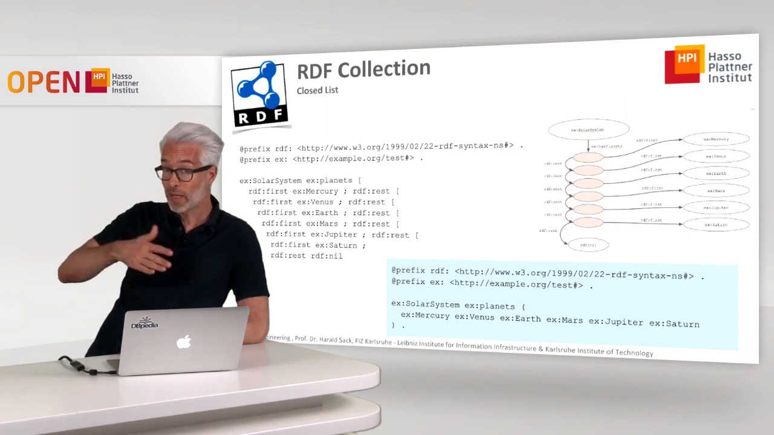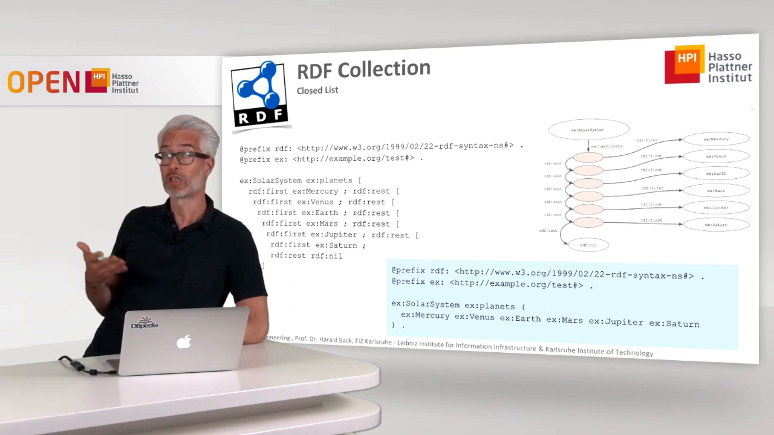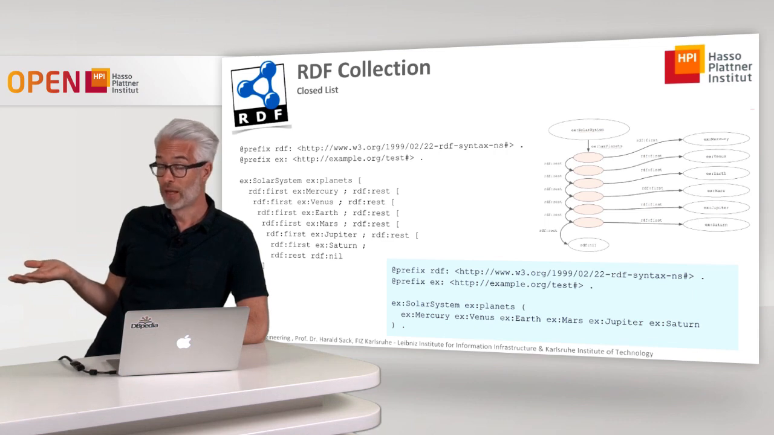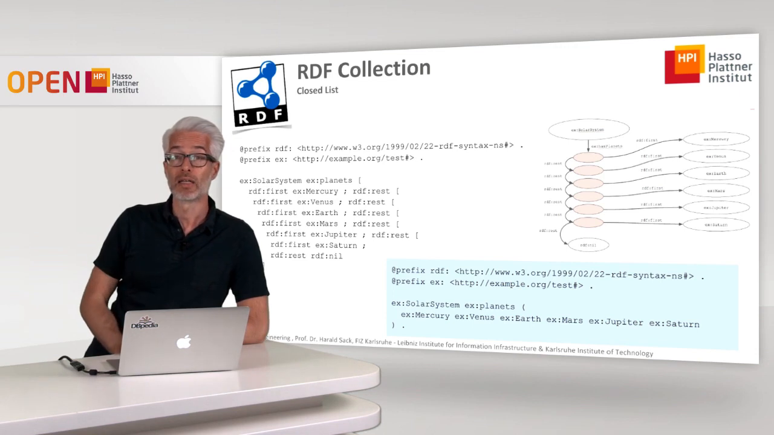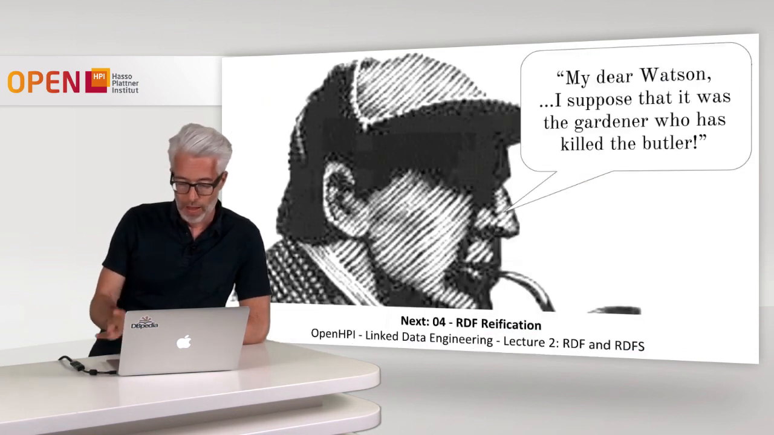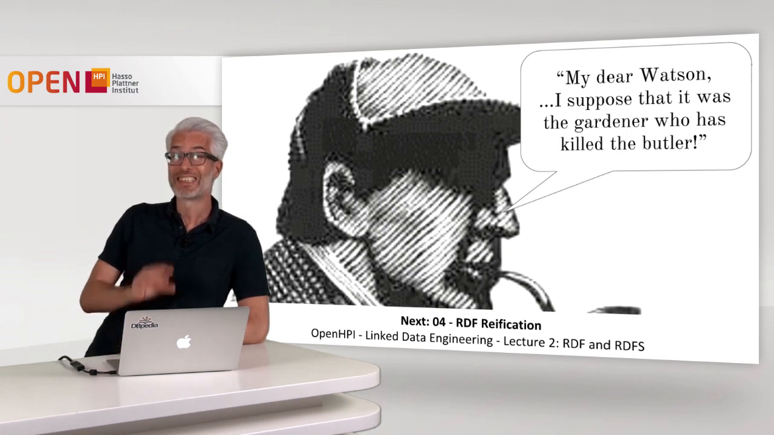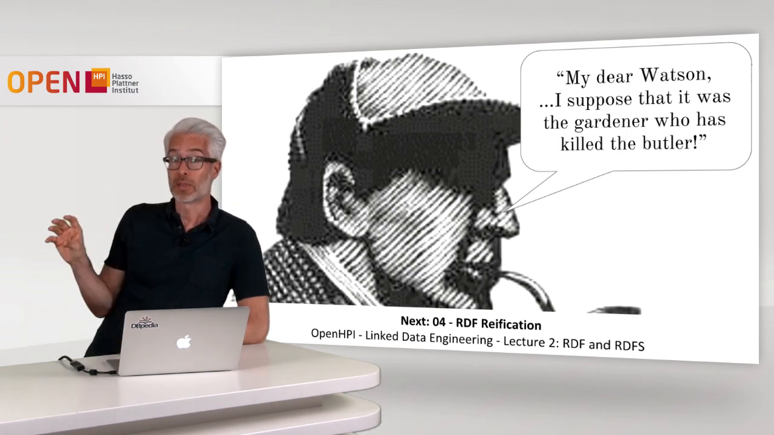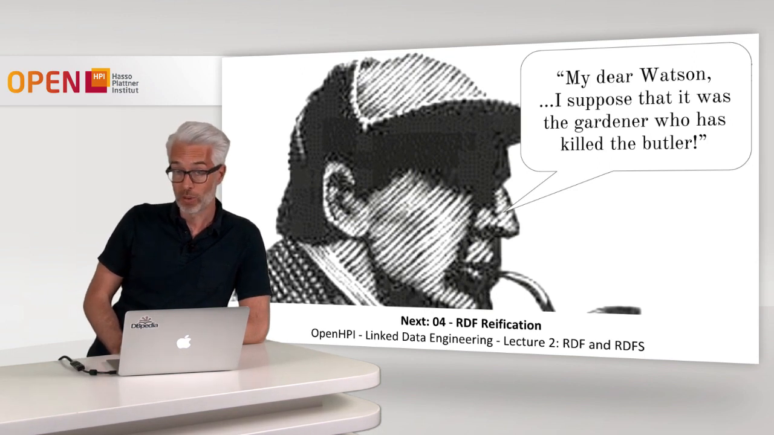So these are the two main data structures or data aggregations that you have in RDF. You have on the one hand the so-called RDF containers, open lists, which are extensible, and you have the closed lists, which are these RDF collections. And in the next part of the lecture, we will show you how to make statements about statements, to be able to represent something like this interesting assumption here, where Sherlock Holmes says, "My dear Watson, I suppose that it was the gardener who killed the butler."